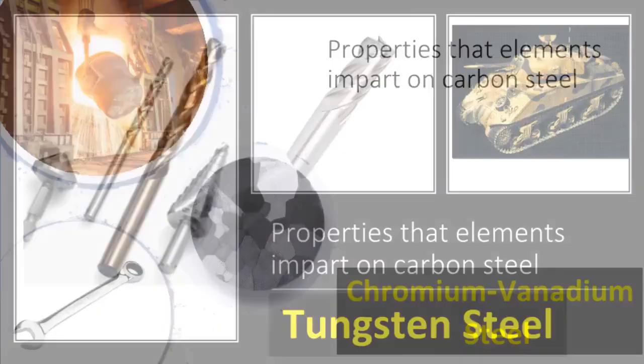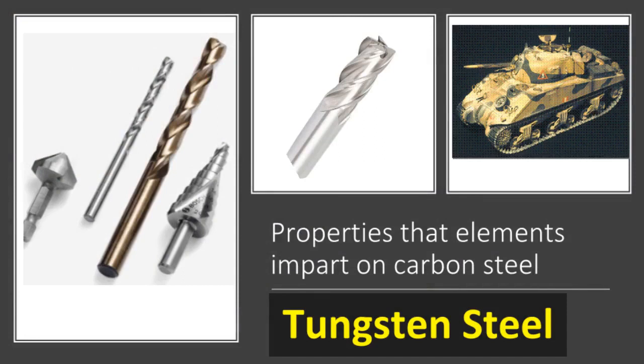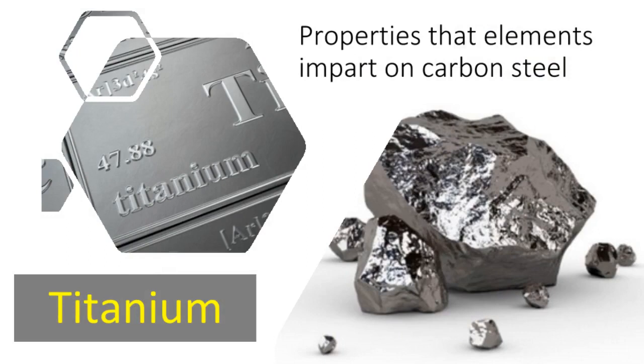Tungsten steel usually contains from 5% to 20% tungsten. Of all the metals discussed, tungsten has the highest melting point. Used to produce high-speed steel cutting tools, which are required to withstand high temperatures when cutting and also hold a sharp edge. Armor plate. Armor-piercing bullets and shells. Titanium is a gray, light metal.